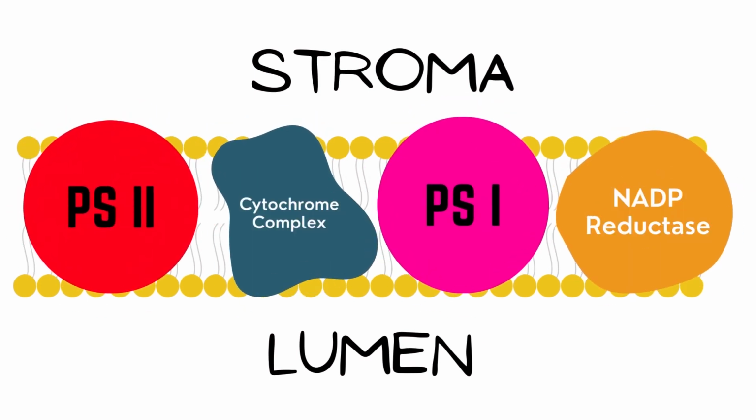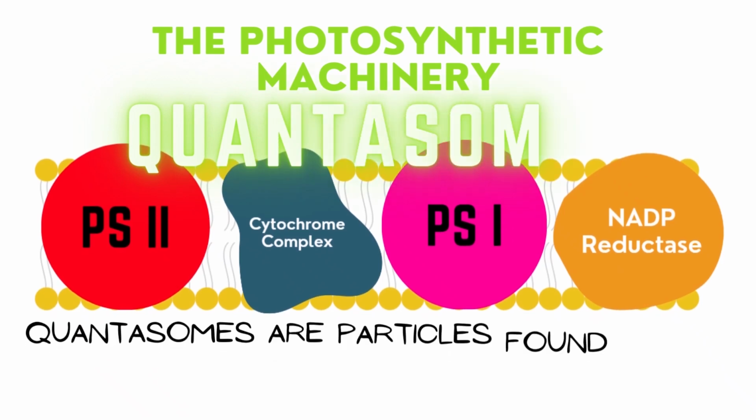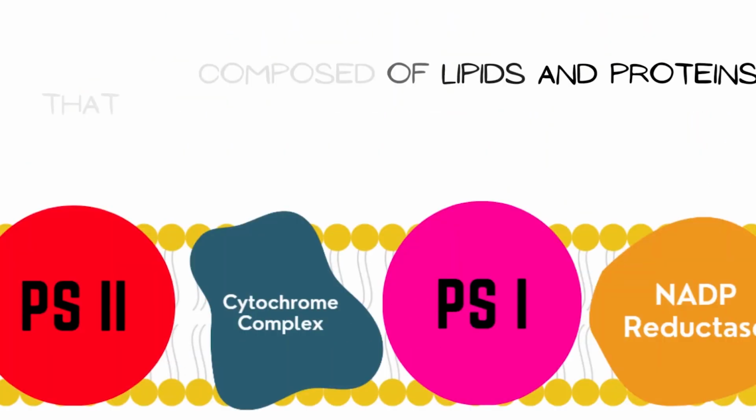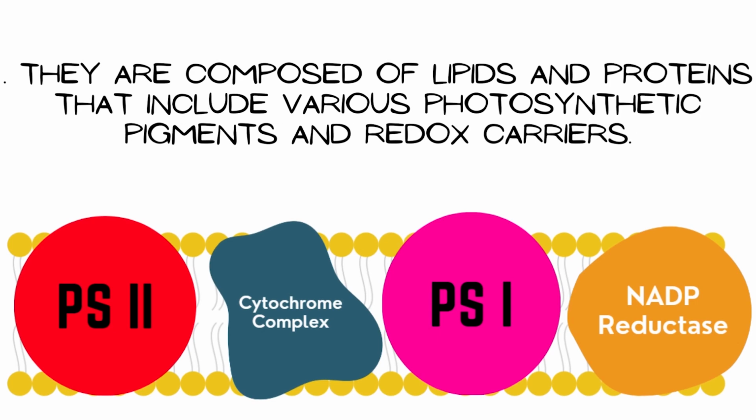This is the point where we will talk about the QUANTASOMES in detail. So let us talk about them now. The QUANTASOMES are the photosynthetic machinery of a green plant. These QUANTASOMES are particles found in the thylakoidal membrane of chloroplasts in which the photosynthesis actually takes place. These are composed of lipids and proteins that include various photosynthetic pigments and redox carriers.